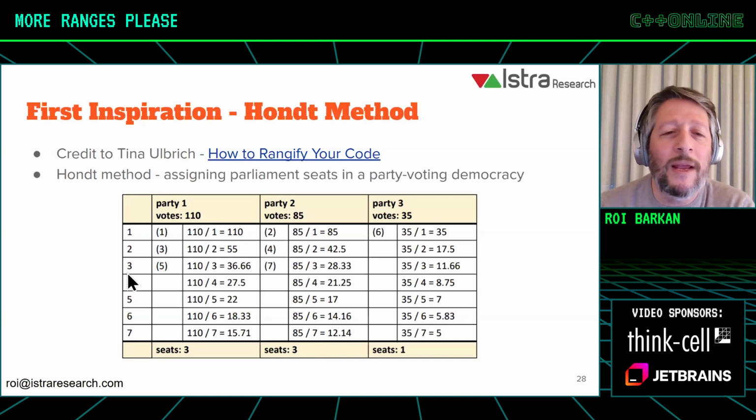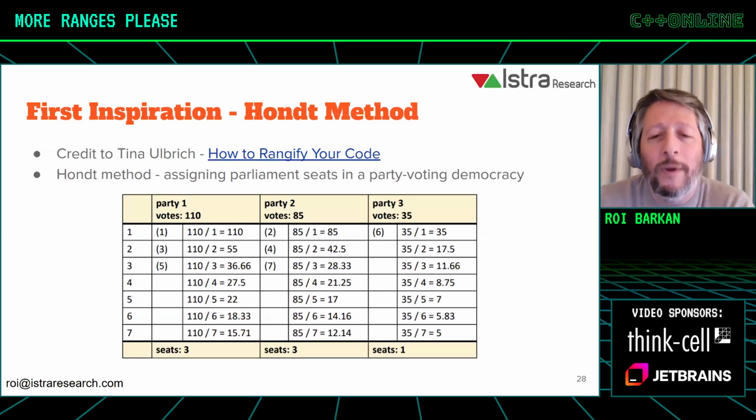And same for party number 3. And then the D'Hondt method basically says that all you need to do is sort these numbers in the cells and pick into your parliament the seats from the highest to the lowest. So the highest number here is 110. So the first seat will go to party number 1. The second seat will go to party number 2. The third seat will go back to party number 1 because 55 is higher than 42.5. The fourth seat will go to party number 2. Fifth seat to party number 1. The sixth seat will go to party number 3, and then the seventh seat will go to party number 2. And that's the D'Hondt method.